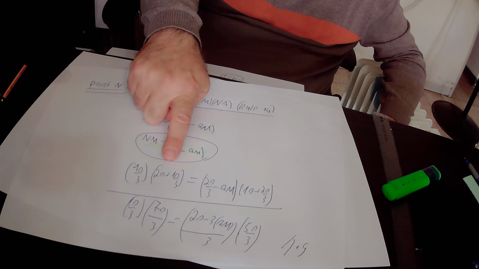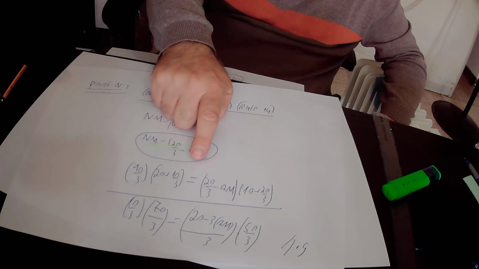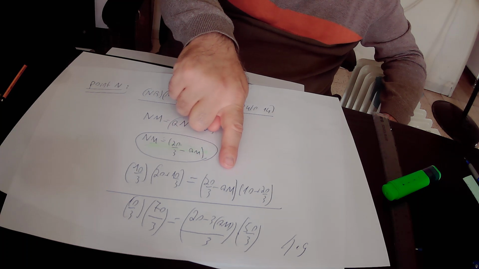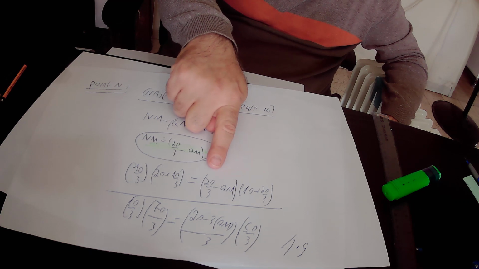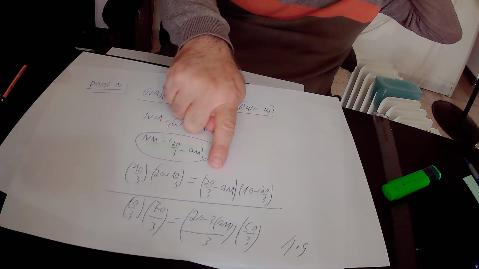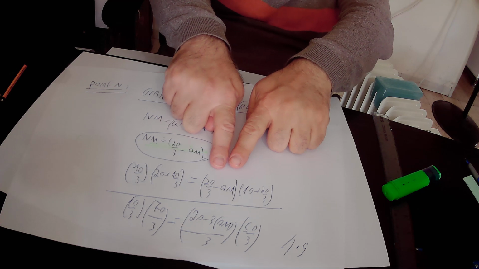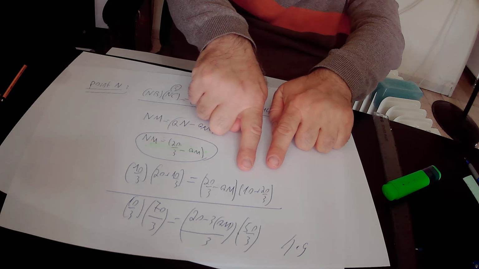Here we multiply 20 by 3 and then divide by 3 in order to have a common factor with 10 over 3. So 20 times 3 is 60, and 60 plus 10 is 70. So in the numerator we have 70 divided by 3, and it is equal to 20 over 3 minus QM. Here we multiplied minus QM by 3 and then divided by 3 in order to have a common factor with 20 over 3. So minus QM times 3 is minus 3QM. So in the numerator we have 20 minus 3QM, divided by 3, times 10 plus 20 over 3.